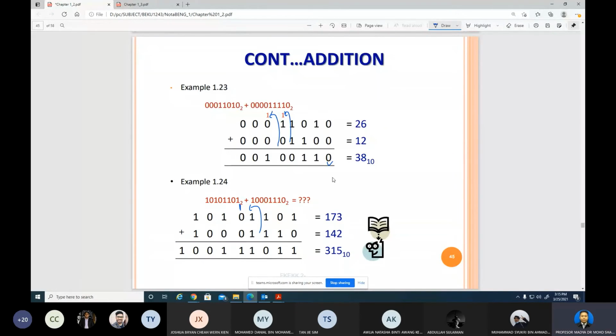So 1 plus 0 will be 1. And then 0 plus 1 plus 0 will be 1. 0, 0, 0, 1, 1. The 0 here will carry 1 here, and then 1 plus 0 will be 1 here. So that is the answer. This is straightforward for addition.